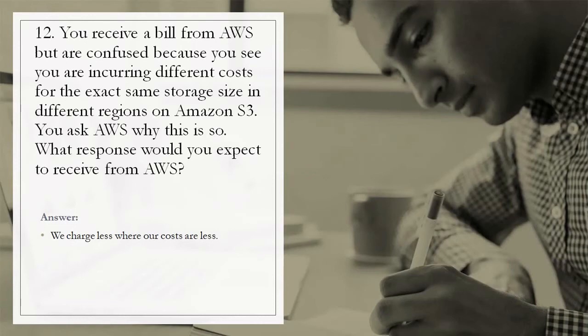Answer is we charge less where our costs are less. Because Amazon S3 is storage for the internet. It's a simple storage service that offers software developers a highly scalable, reliable, and low latency data storage infrastructure at very low cost. AWS charges less where costs are less. For example, their costs are lower in the US Standard region than in the US West region.